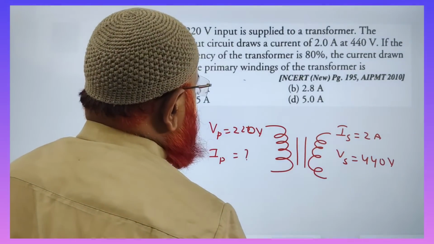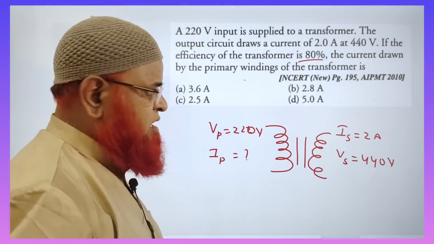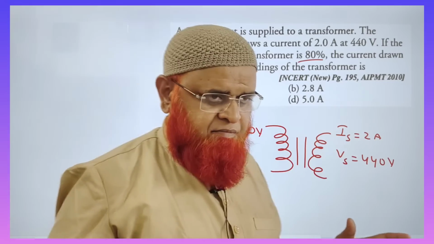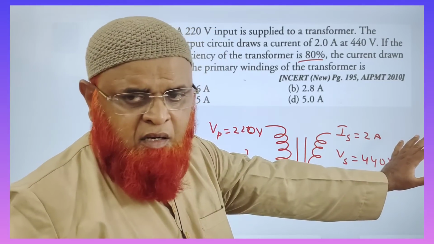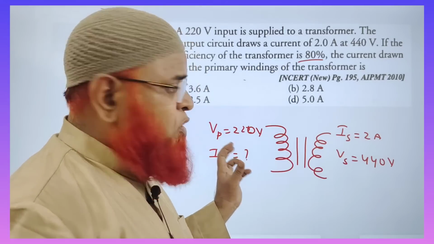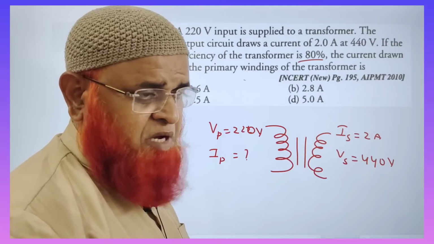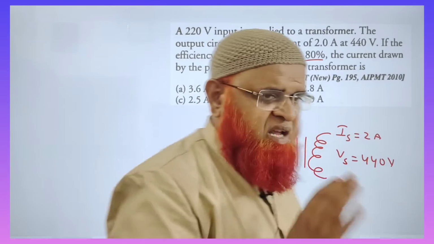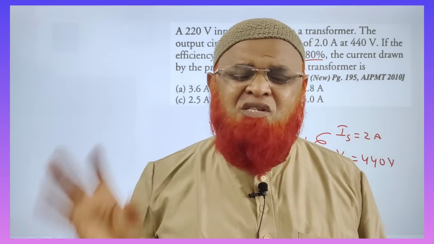What is there? 80%. Look what is happening here. Efficiency is 80%. Means what? This is not an ideal transformer. Whatever you give at the input, only 80% output you are getting. Means 20% power loss is there in a transformer. In general, in nature, there is no ideal transformer. ऐसा हो ही नहीं सकता.